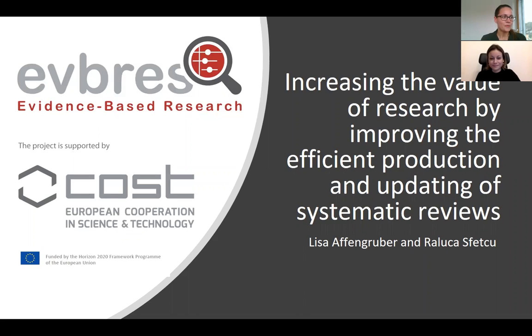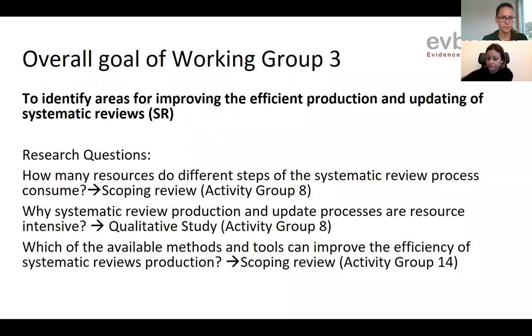Increasing the value of research by improving the efficient production and updating of systematic reviews. The overall goal of Working Group 3 is to identify areas for improving the efficient production and updating of systematic reviews. We have 3 research questions.